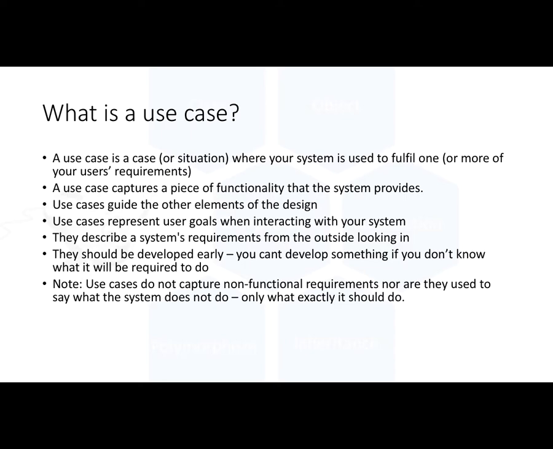So back to this. They describe a system's requirements from the outside looking in. They should be developed early. You can't develop something if you don't know what you'll be required to do. In other words, you get use cases firmed up as much as possible early on. Yes, there might be changes, but you don't want to start developing and go in the wrong direction, right? Use cases do not capture non-functional requirements, nor are they used to say what the system does not do, only exactly what it should do.